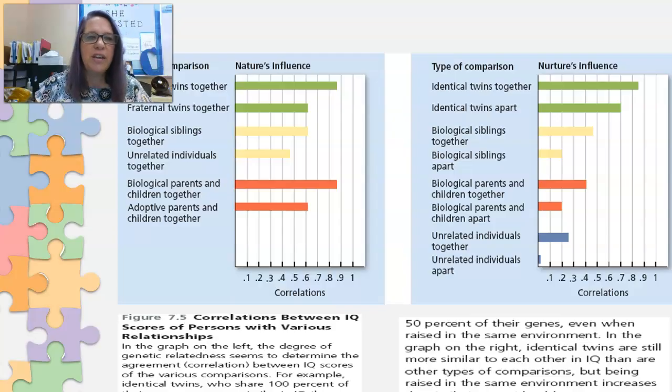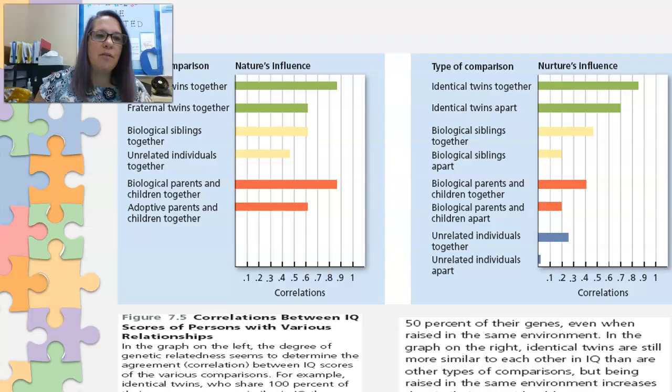Okay, so this just sort of gives you a couple of comparisons of identical twins and how this heritability affects genes and your environment. Okay, so we have identical twins raised together, raised apart. Biological siblings, okay, again, raised together, raised apart, and then comparison with biological parents and their children.